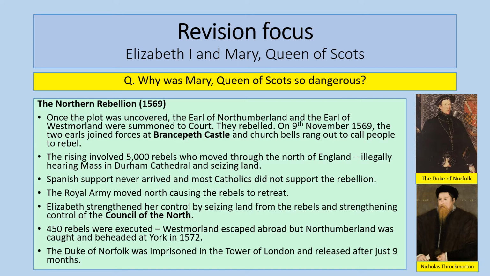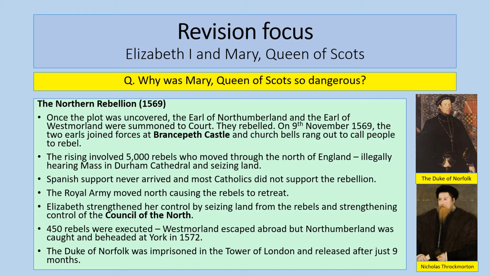They hear mass at Durham Cathedral. They seize various parts of land on the east coast, hoping that the Spanish can arrive. Places like Hartlepool, for example, are seized. But the Spanish never arrive. They let them down. In actual fact, most Catholics within the north don't get involved in the rebellion. Most of them respect the fact that Elizabeth is the divinely appointed monarch, and therefore the expected uprising is less than they thought.